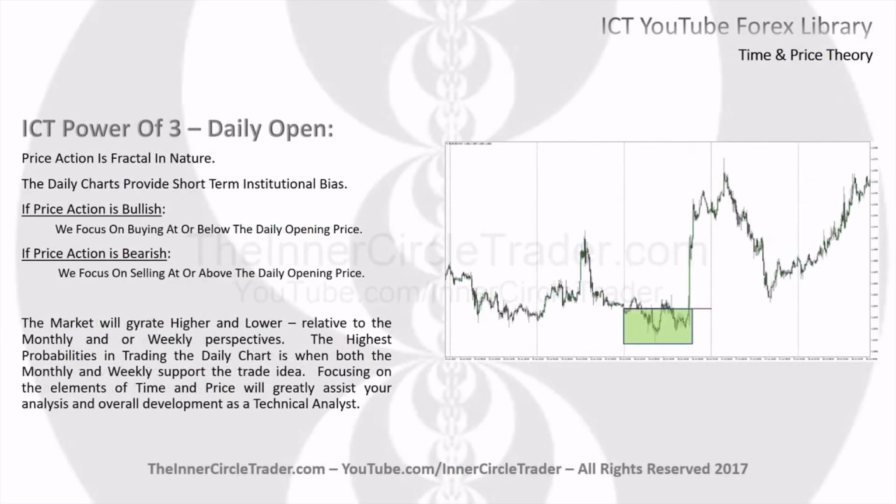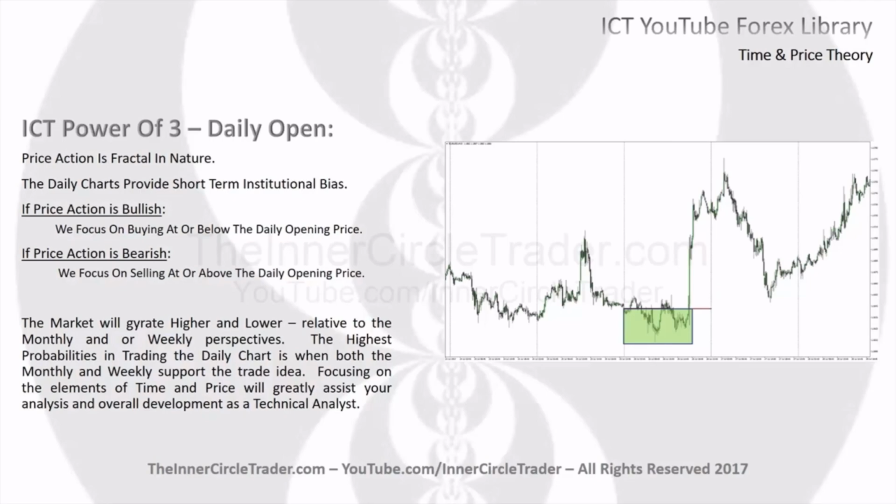Okay, moving right along. To complete this teaching, we're now going to be referring to the opening price on the daily. Again, price action is fractal, and what we would see on other time frames can be seen on the daily as well. But the daily chart provides us a short-term institutional bias. In other words, what the large institutions, insurance companies, and banks are looking at relative to the daily time frame is going to be their short-term.